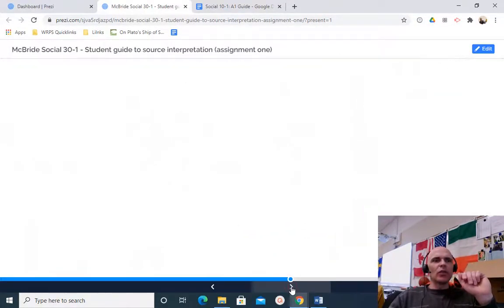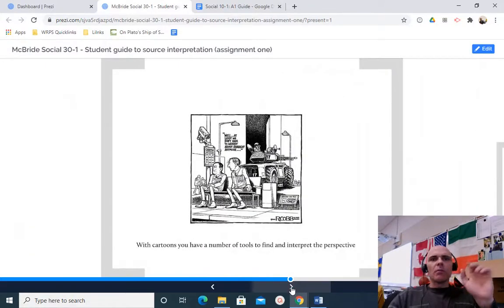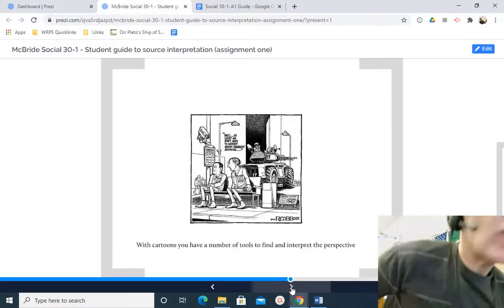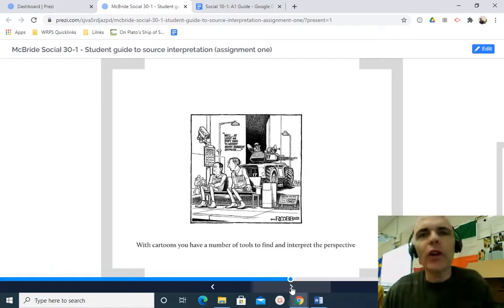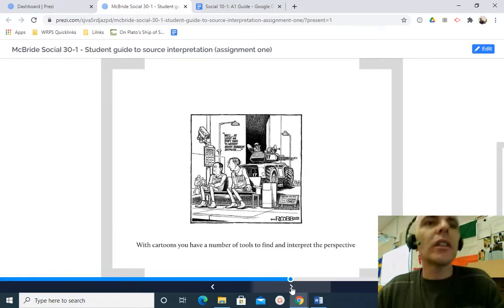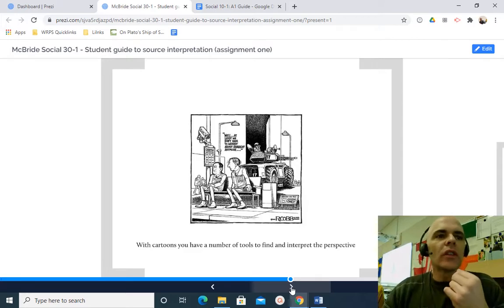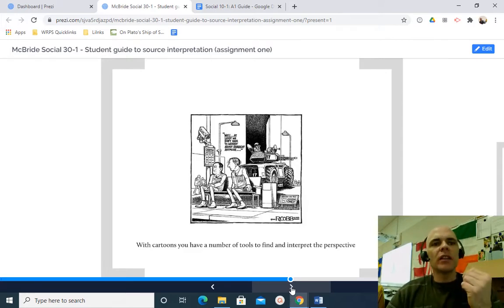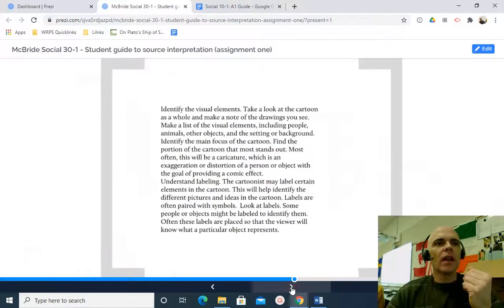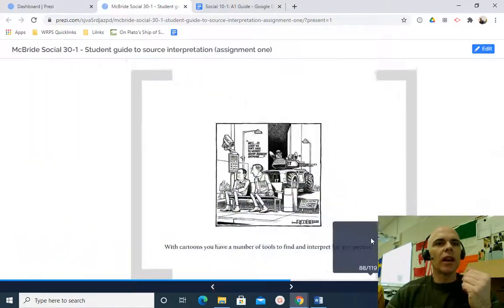And I do it with the students, and then we go over it. But then you might be saying, what if it's a cartoon? What do we do for cartoons? You're talking about language. Those are the easy ones. Why not do a cartoon? Let's do a cartoon. With cartoons, you have a number of tools to find and interpret the perspective. So there you have a cartoon. So keep this cartoon in mind.